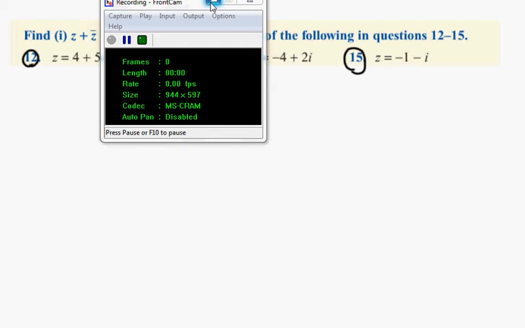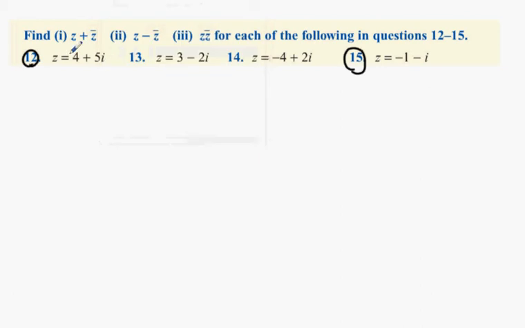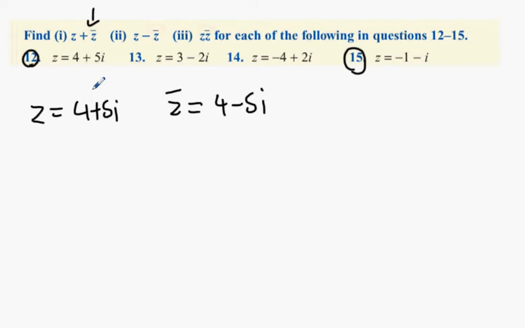Okay, so guys, what we have here is Z is 4 plus 5i. It then uses what's called the conjugate, which is Z bar. Z bar equals 4 minus 5i. Remember, you just change the sign that comes in front of the i. Alright, then for question 1, it asks you to find what happens when you add them together.